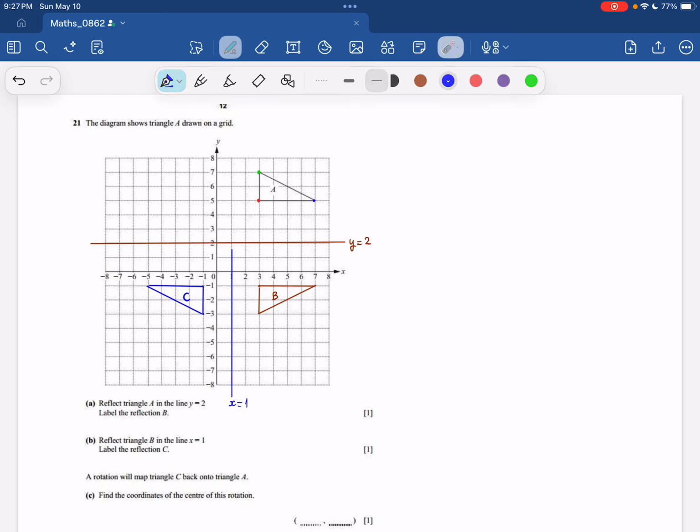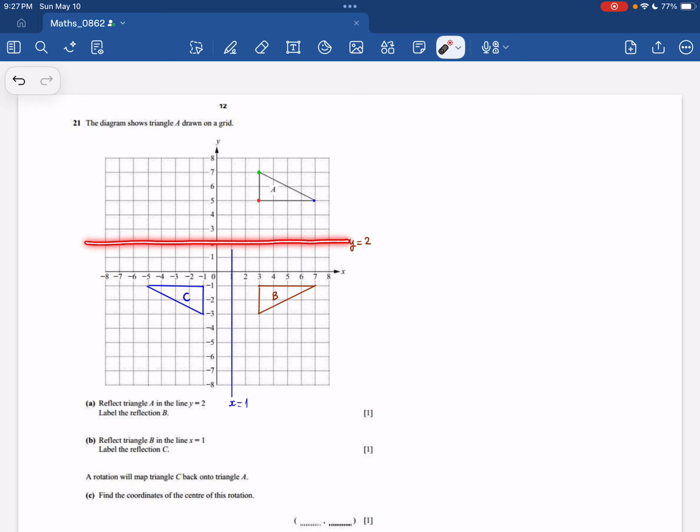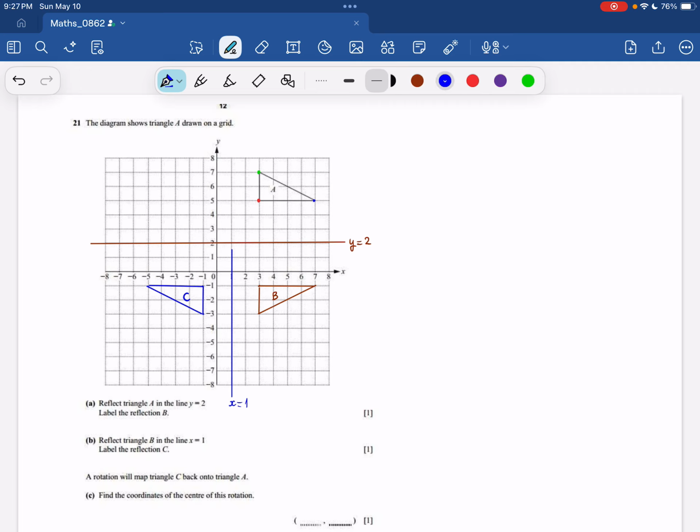Okay, so now they say we need to reflect the triangle A in the line y equals 2. So we identify that every point along this line will have the same vertical coordinate, 2, right? That's why the whole line here will be the line y equals 2. Imagine you have a pond, a lake that's really good, just like a mirror. When you look into it, you can see that the red point here will reflect to be this point here.